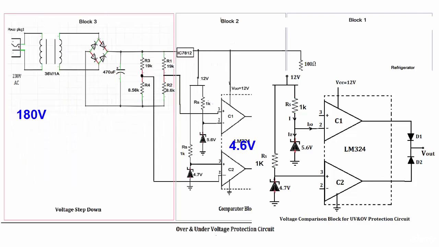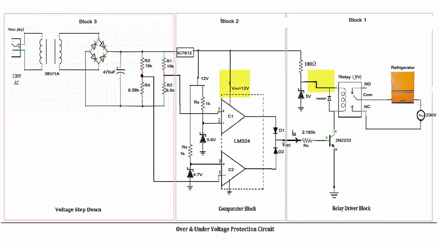Now I have these two additional supplies in my circuit, but I don't want that. So I'll try to feed both of them with the help of this voltage. So I'm connecting a voltage regulator IC 7812 which will give me a fixed DC voltage of 12 volts which I can connect here, and for the relay supply I'll make another voltage regulator using a Zener diode of voltage 5 volt. So this was the over and under voltage protection circuit.